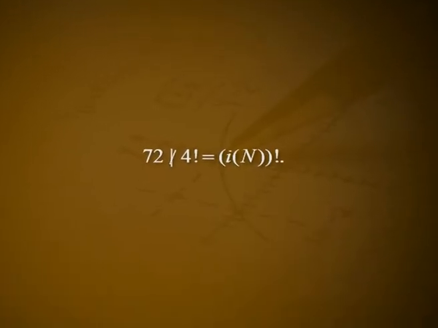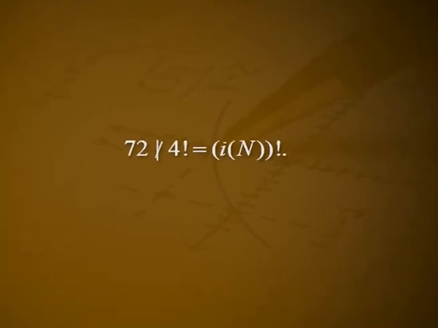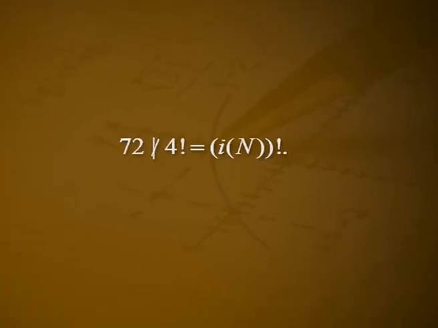72 does not divide 4 factorial, which is equal to index of N factorial. Now, using the result, if G is a finite group and H not equal to G is a subgroup of G such that order of G does not divide index of H factorial, then H must contain a non-trivial normal subgroup of G. So N must contain a non-trivial normal subgroup of G of order at least 3. Thus, here again we can conclude that G contains a non-trivial normal subgroup. We summarize that any group of order 72 must have a non-trivial normal subgroup, hence cannot be simple.